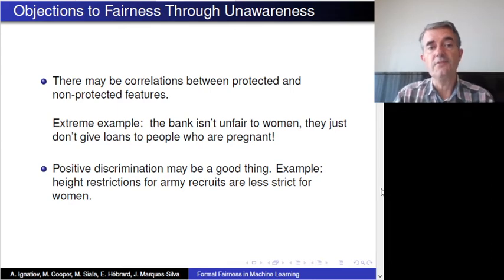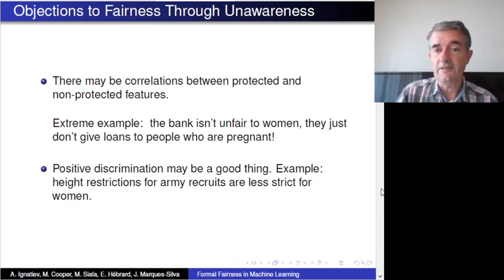Another minor point is that positive discrimination may be a good thing, so that applying blindly the FTU criterion is maybe not always what we want. For example, height restrictions for army recruits are less strict for women, which we find completely normal.